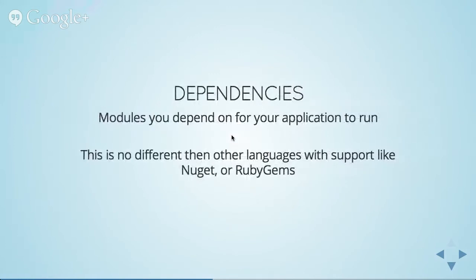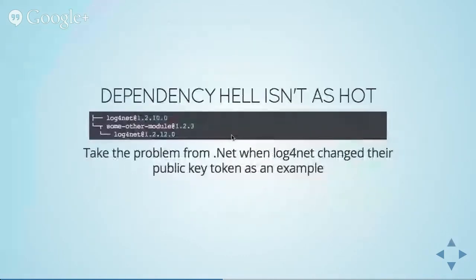Now dependencies are Node dependencies that you bring down through the Node module system. They're no different than things like NuGet or Ruby gems. But dependency hell isn't as bad. So this is an example from .NET that killed us a lot. In particular, Log4net version 1.2.10 had a public signed key that they signed their code with. And for some reason, by the time 1.2.12 came around, they used a different public key for it and broke everything.